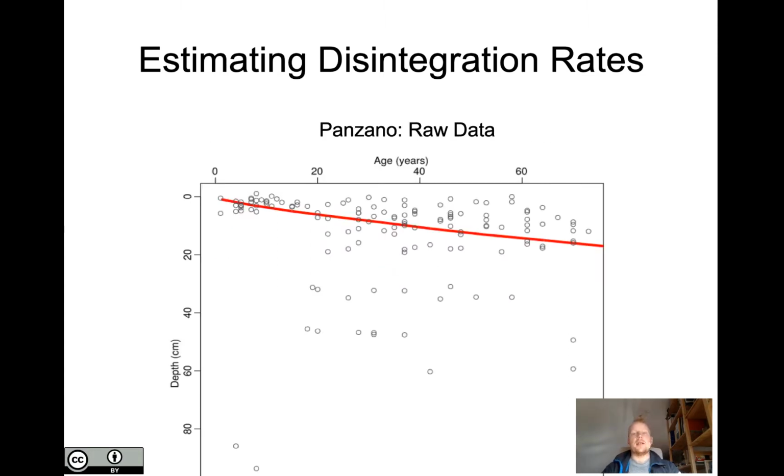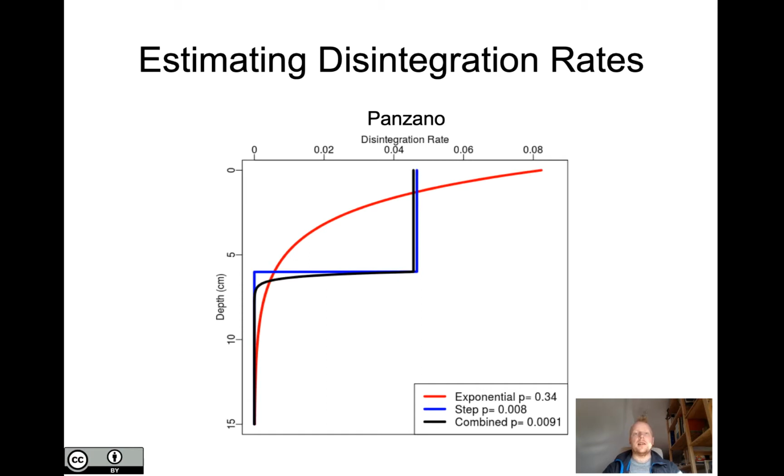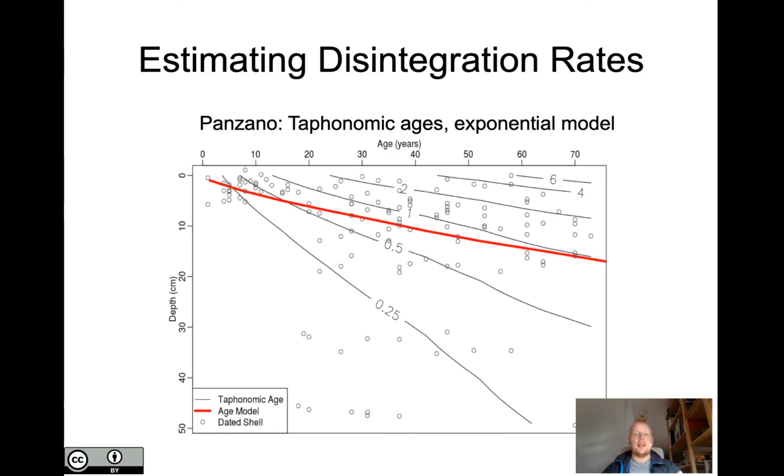As raw data, I use the core from Panzano, and this is the age depth distribution of the shells from this core. And these are the results of the model fitting procedure based on the AALPS model. Here, the p-values are for the null hypothesis that this is a good fit, so a high p-value is actually desirable. As the exponential model has the highest p-value, I will now only focus on this model. And these are the taphonomic ages of the corresponding skeletal disintegration rate.